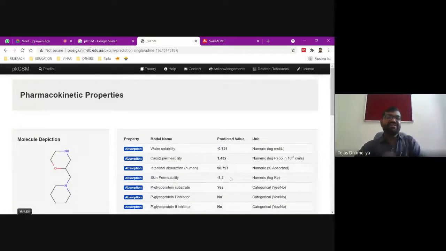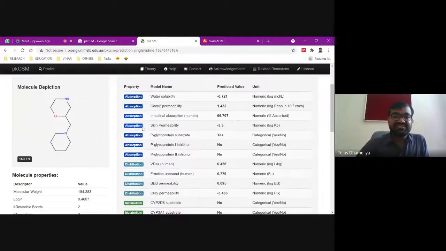But the limitation of this pkCSM is that you will not be able to export the same thing using a single click. SwissADME allows this. Click on that, it will be exported. But for pkCSM, it is not done.